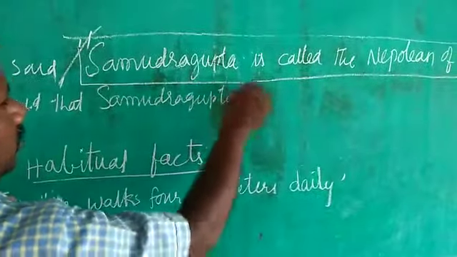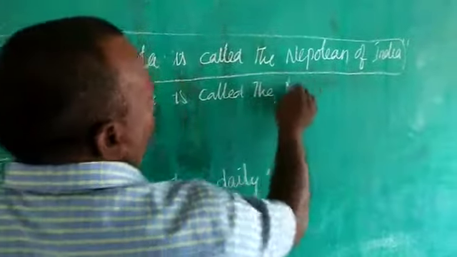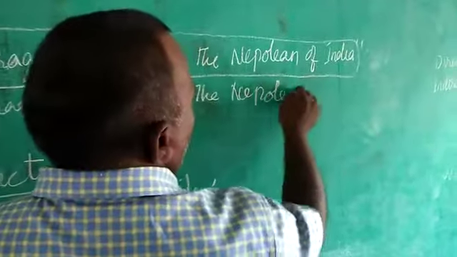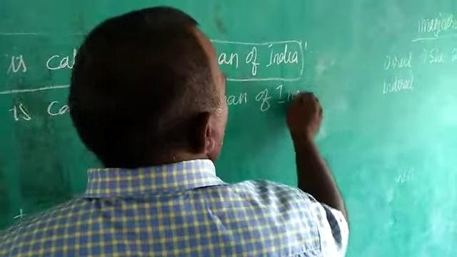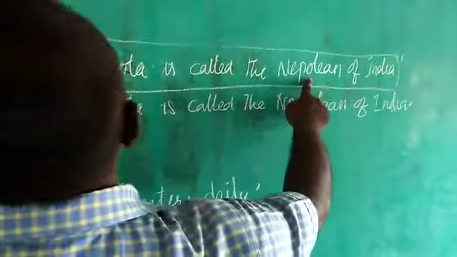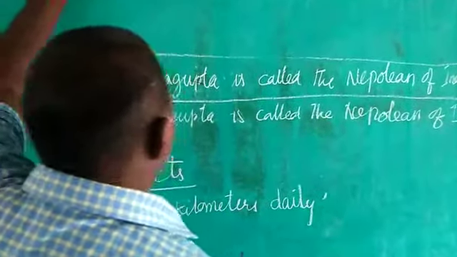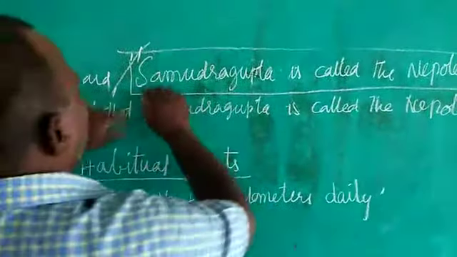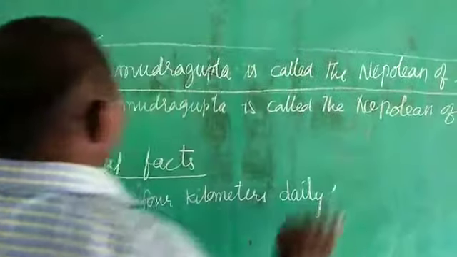Samudragupta is called the Napoleon of India. So, remove the quotations and here also we take full stop. Samudragupta is called the Napoleon of India. It is a past historical fact as you have studied in your social studies. So, we did not make any changes here, children. As it is, we wrote.